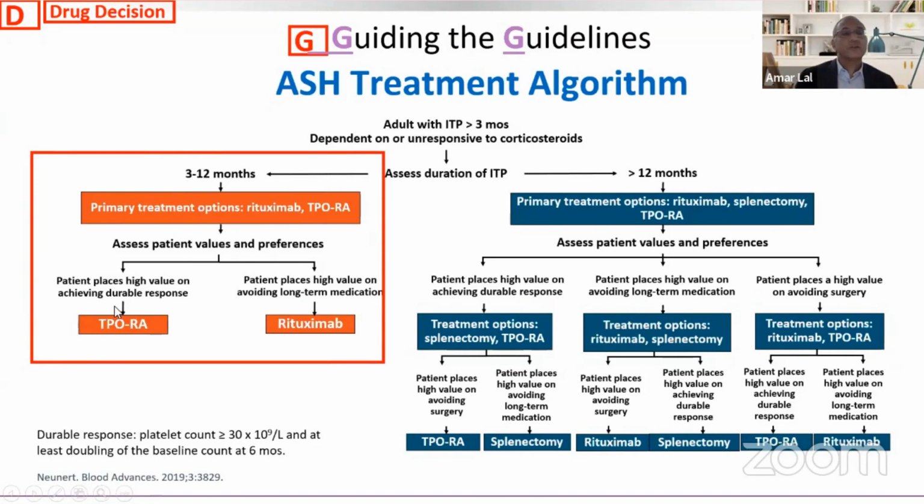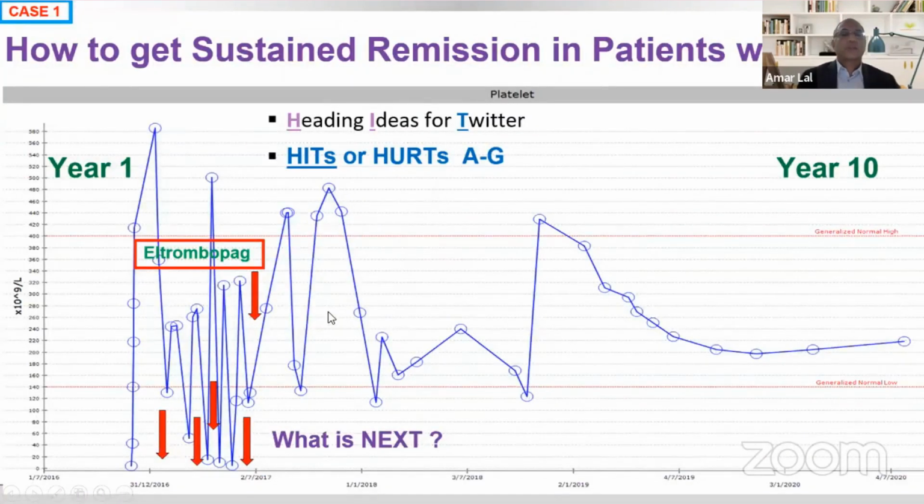So what you have to do is discuss with the patient. If the patient places high value on achieving a durable response, give TPO. If patients place high value on avoiding long-term medication, you can give rituximab. So this patient actually chose eltrombopag, but unfortunately he couldn't respond. Maybe he was not taking the drug properly. With eating something, it's very difficult on these agents: 2 hours before, 2 hours after.